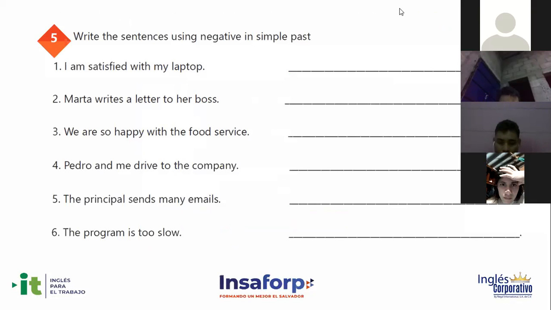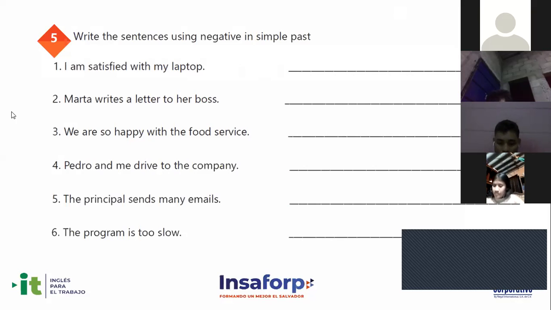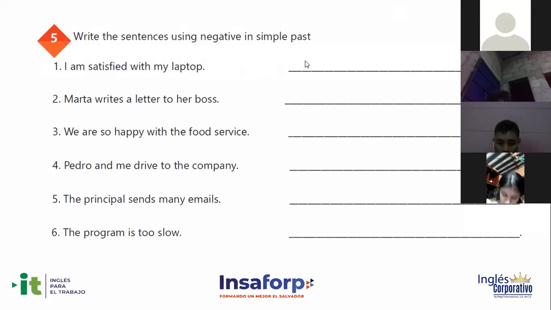Write next class English class. Write the sentences using negative in simple past. I am satisfied with my laptop. Oh. Sería, esta la voy a imprimir, me gusta. I was satisfied with my laptop. I wasn't satisfied with my laptop. Excellent. Creo que ese fue Walter o William, ¿verdad? Alguno. Es que no les conozco la carita. Ni la voz, porque no lo logro reconocer. I wasn't satisfied with my laptop.